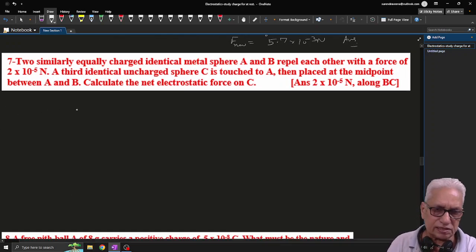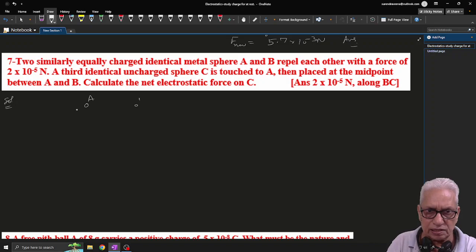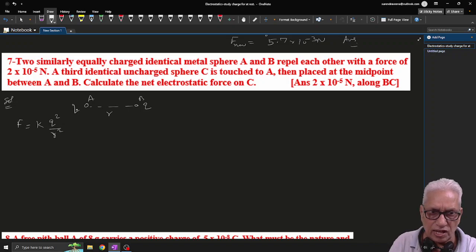In this question, it is very similar to question number 6, but with a little change. Say initially on A and B, equal charges are there and the gap is R. The force between them is given by K Q1 Q2 upon R square. And in the question, the force is given as 2 into 10 power minus 5 Newton.